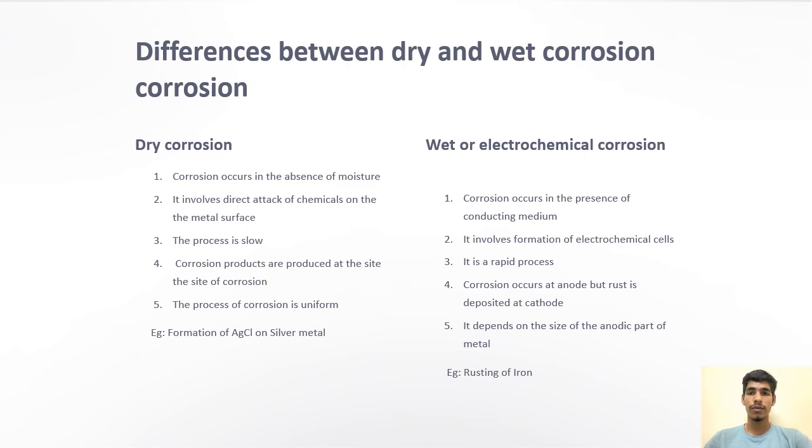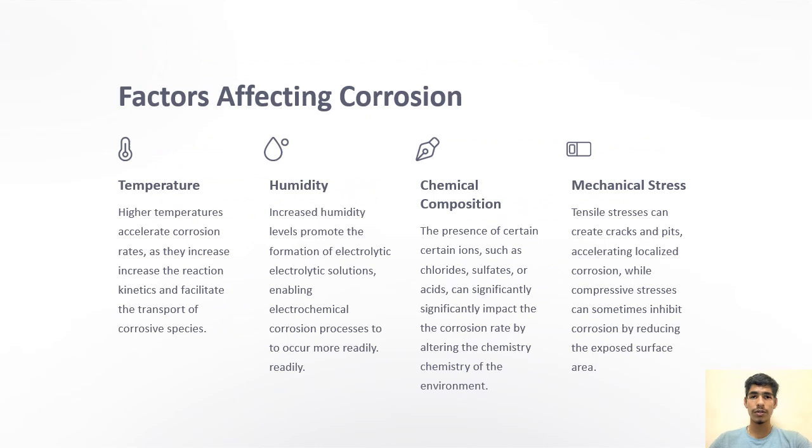Now we will give an example for both. In dry corrosion, formation of AgCl on silver metal, and then rusting of iron in wet corrosion. Here we majorly studied the difference between both of them, wet corrosion and dry corrosion. Now the next topic will be factors affecting corrosion.